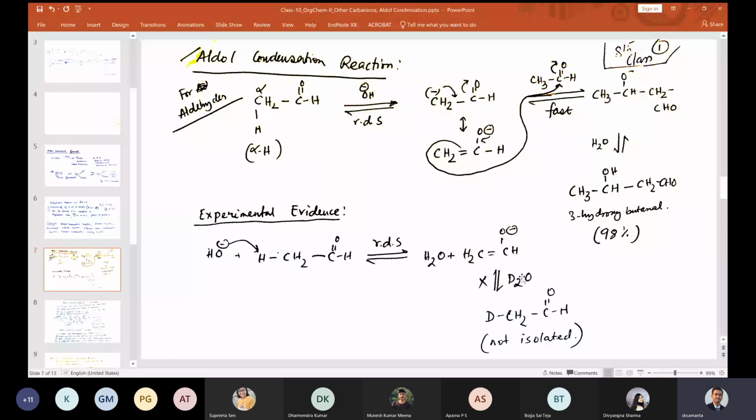Now, because this is the slow and rate determining step, this generates, but because this is the first step, the moment it generates, it will attack here and form the product. But if this is the slow step and the first step, then once it forms this anion, it would also like to come back here. So in this case, we do not isolate this product. The incorporation of D2O is not isolated. That indicates that this is the first step and this is the slow step. Okay, got it?